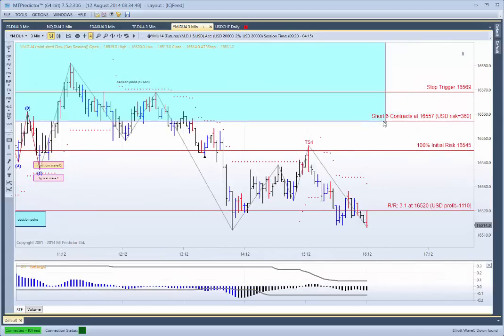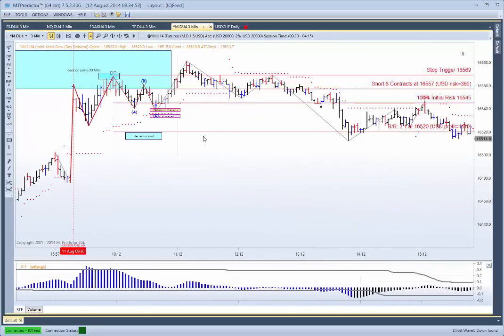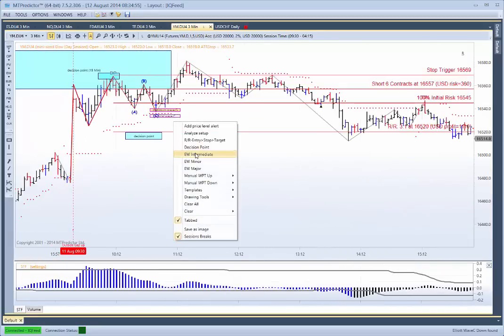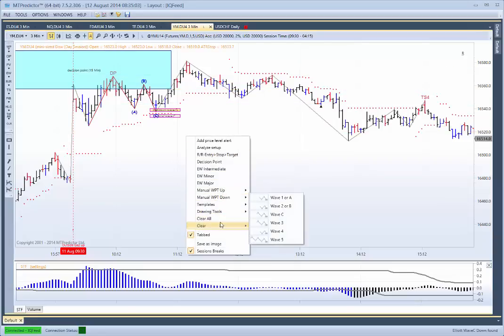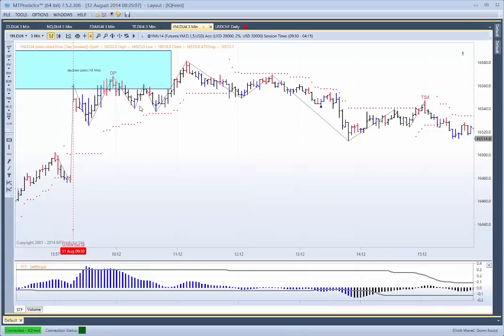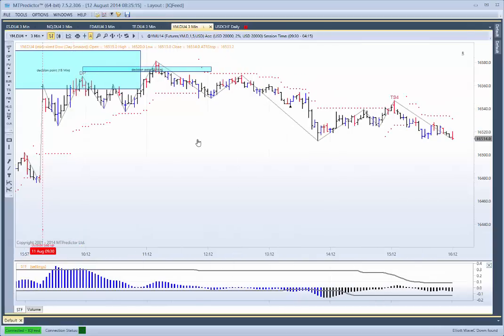I'm just going to take this across a bit to there, and I want to show you what happened after that. So let's just remove the analysis. There we go, and we'll just take those Elliott waves off as well. Right, the market then carried on a bit higher, and if I place the manual DP from this pivot, you can see it came up and made a high there very, very nicely indeed.